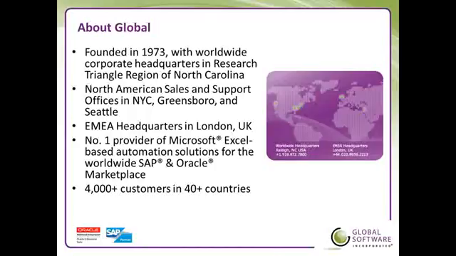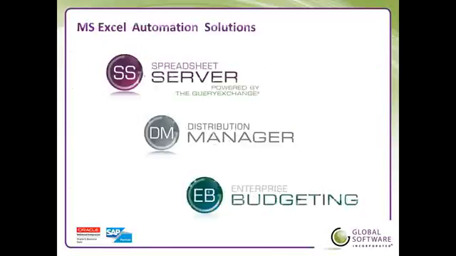But probably about the late 90s, we got into the business of Excel automation because we wanted to provide our clients with a very easy way to pull data out of our systems into Microsoft Excel. Over the years, clients moved off of our systems to systems like SAP, Oracle, J.D. Edwards, and we started developing Spreadsheet Server, our flagship tool, for these other systems. And that's how we have become the #1 provider of Microsoft Excel-based automation solutions for the SAP and Oracle marketplaces. We now have over 4,000 customers in 40 countries using these Excel automation tools.